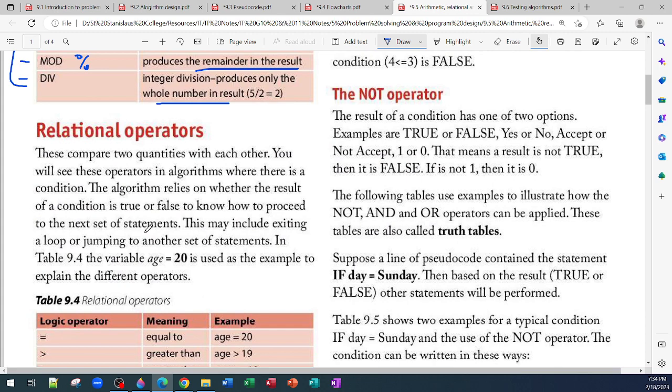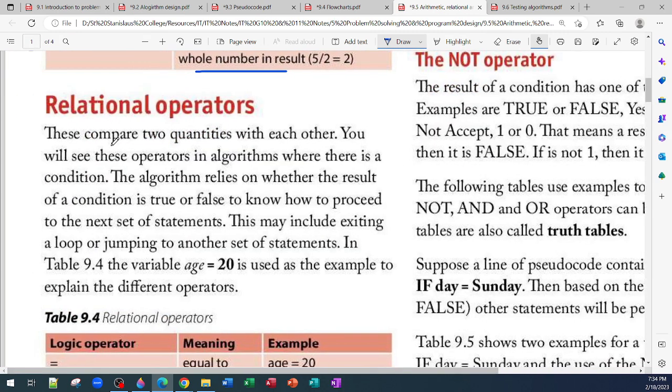All right, so relational operators, as I mentioned, is basically comparing two values to each other. You will see these operators in algorithms where there is a condition. The algorithm relies on whether the result is true or false to know how to proceed to the next set of statements. This may include exiting a loop or jumping to another set of statements. So the relational operators are usually used for loops, if statements, and so on.